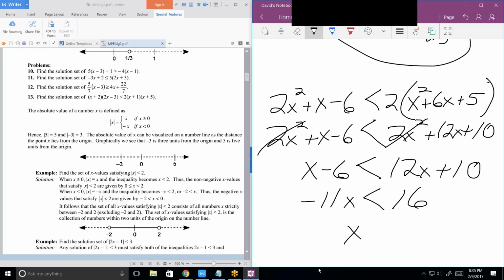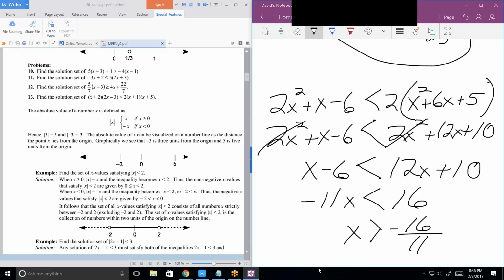Now what's the rest of it? So x is less than. Hold on. This is that one case where, oh yeah, x is greater than. So x is greater than what? 16 divided by 11. Well, it's a negative. In other words, you've got to do two things. You've got to divide both sides by minus 11, and you have to switch the direction of the sign.